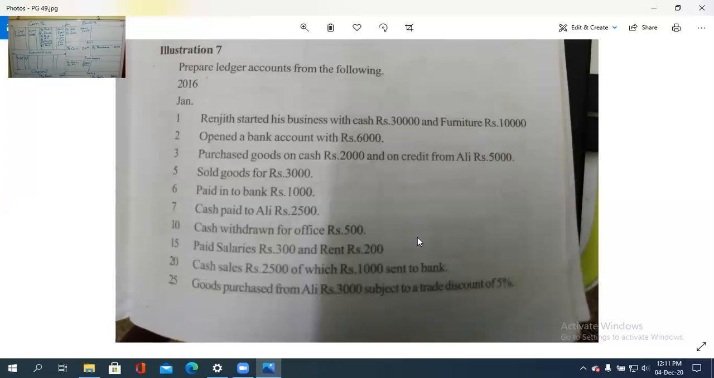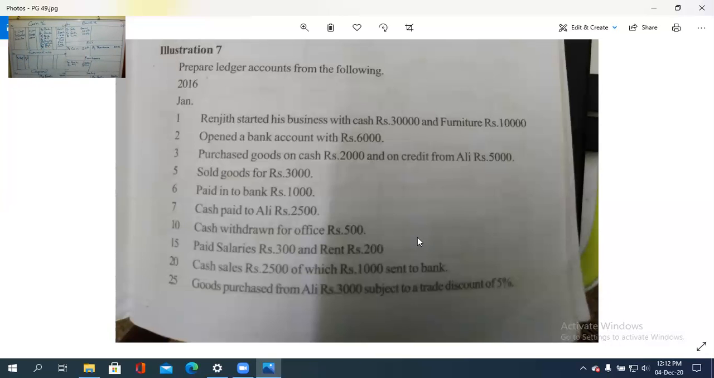Cash sales rupees 2,500, of which rupees 1,000 sent to bank. Entry: cash sales, so cash account debtor to sales 2,500. Then sales by cash 2,500. No space on the board. One account needs to be finished and then only we will go to the next. Of the cash sales, 1,000 is to be deposited to bank. For the deposit, the entry is bank account debtor to cash item. So here by bank.